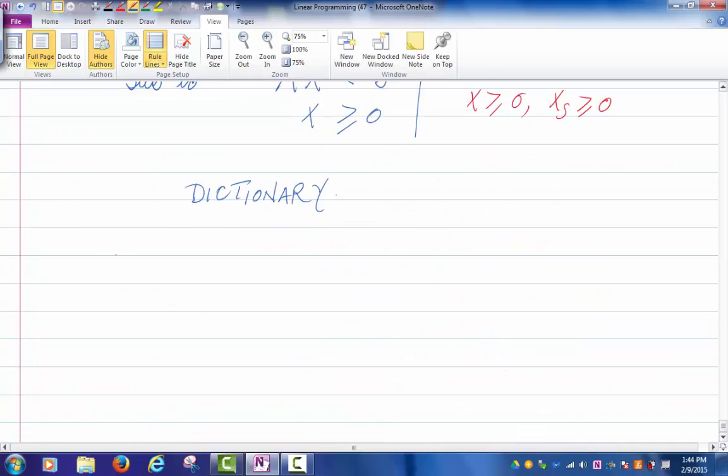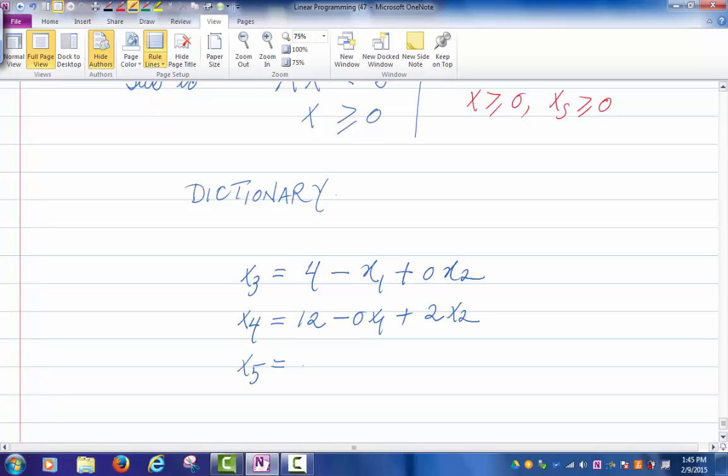So what I'm going to get is x3 is equal to 4 minus x1 plus 0 x2. x4 would be 12 minus 0 x1 plus 2 x2. x5 would be 18 minus 3 x1 plus 5 x2.